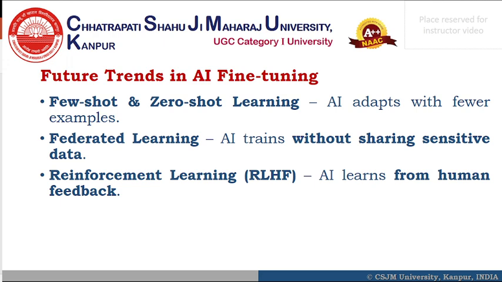Few shot learning means an AI model can learn from just a few examples instead of requiring thousands or millions of data points. And zero shot learning means it allows AI to perform tasks it has never been explicitly trained on by generalizing knowledge from related tasks.